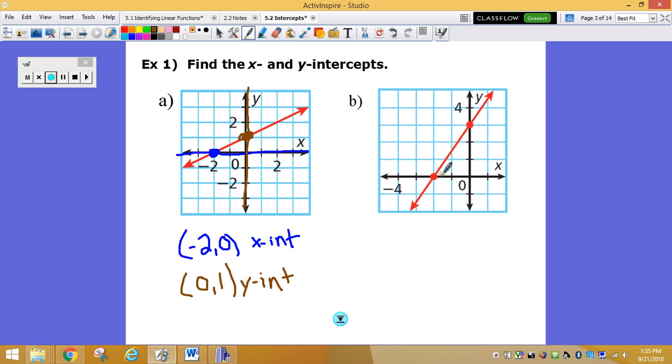So let's try this one. My x-intercept is right here, which is at -2, 0, right? There's -1, that's -2. My y-intercept, remember the first number is always 0, and it's up here at 1, 2, 3. So my y-intercept is 0, 3.